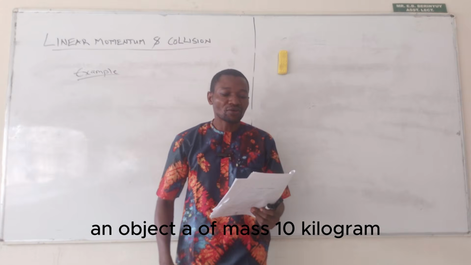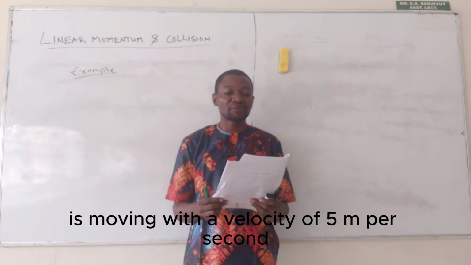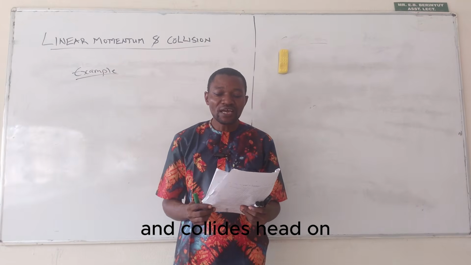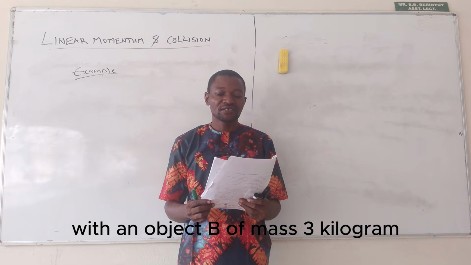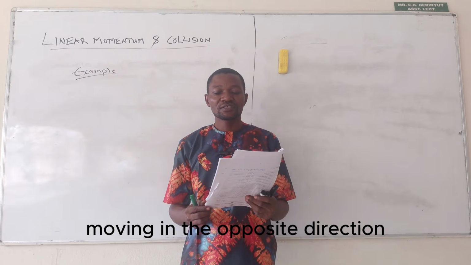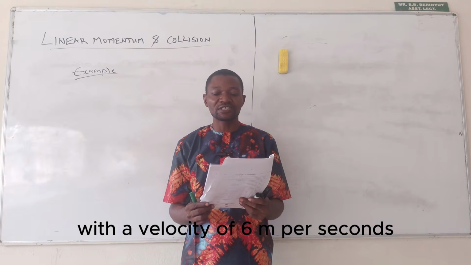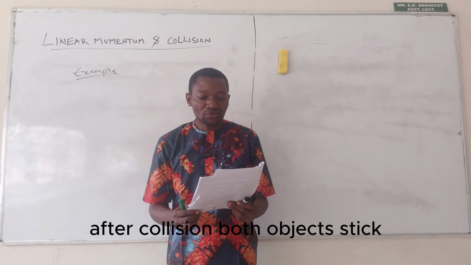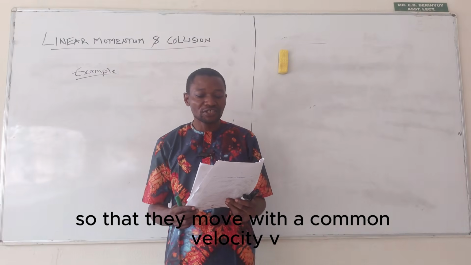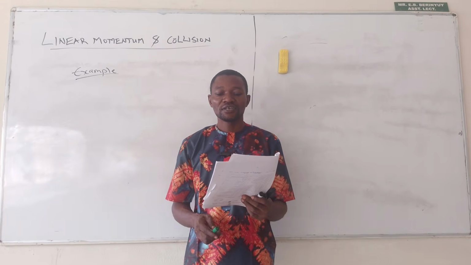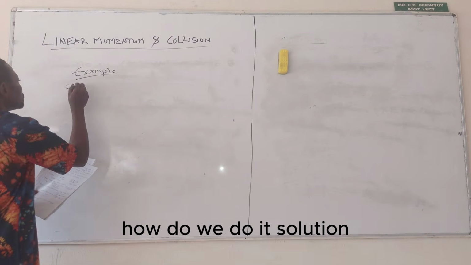An object A of mass 10 kilograms is moving with a velocity of 5 meters per second and collides head-on with an object B of mass 3 kilograms moving in the opposite direction with a velocity of 6 meters per second. After collision, both objects stick so that they move with a common velocity v. Calculate v. So this is the question before us. How do we do it?